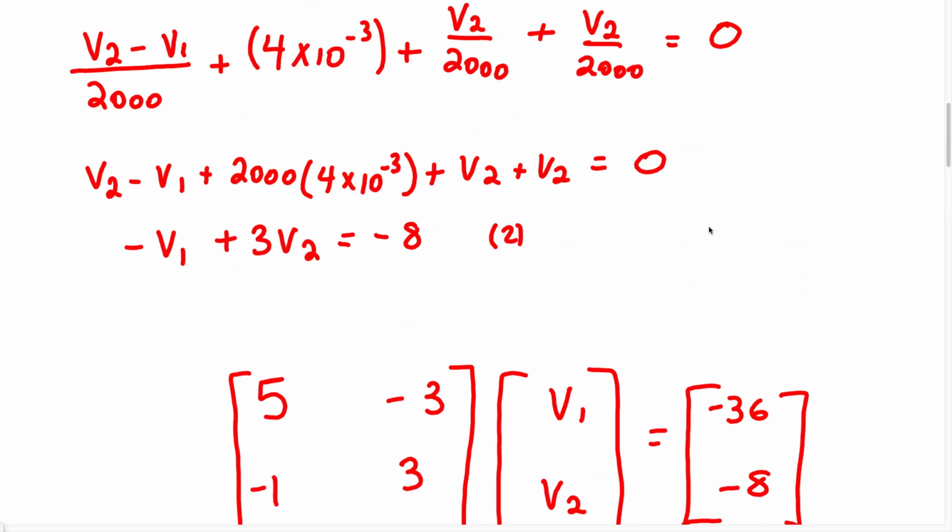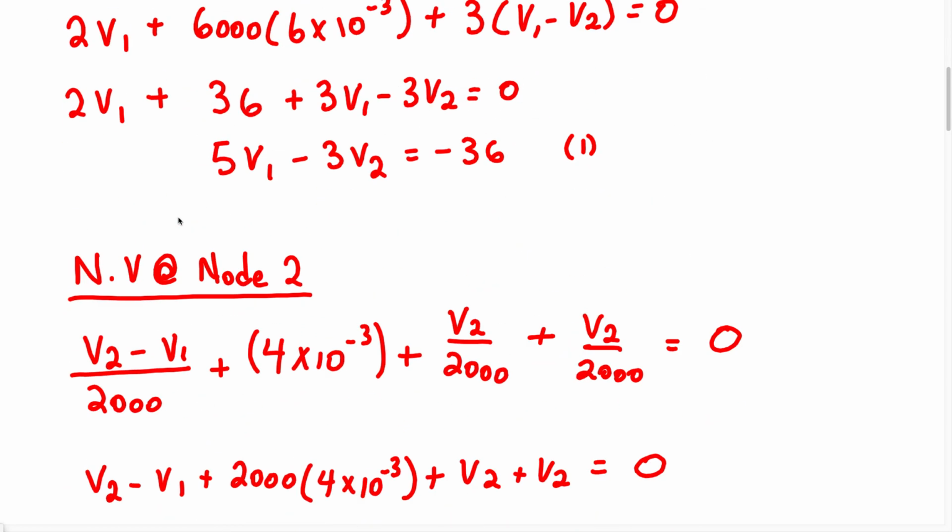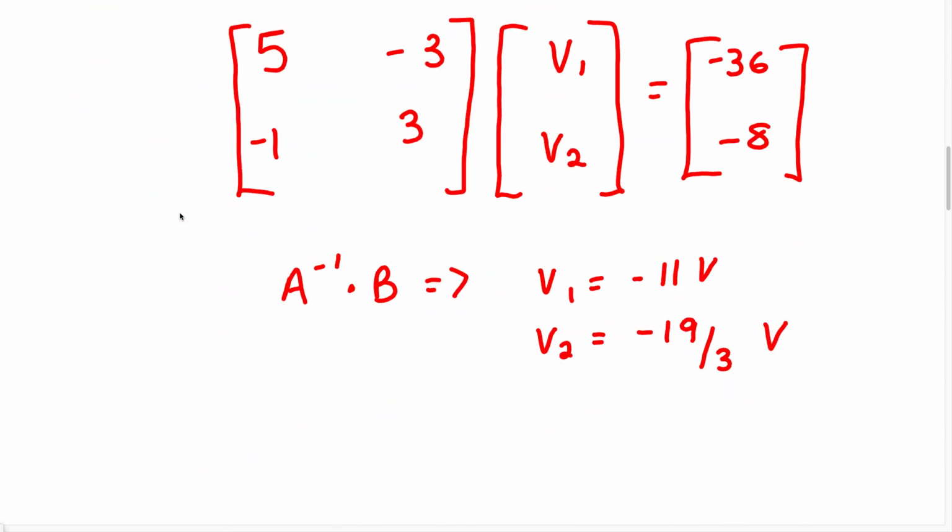Okay? Now the question wants us to find the voltage across this resistor, which is the same as the voltage at node 1 because these two elements are in parallel. So the voltage at node 1 is the same voltage across this 3K resistor. Therefore, we know our answer, V1 equals negative 11 volts. So this is going to be our answer for this particular problem.